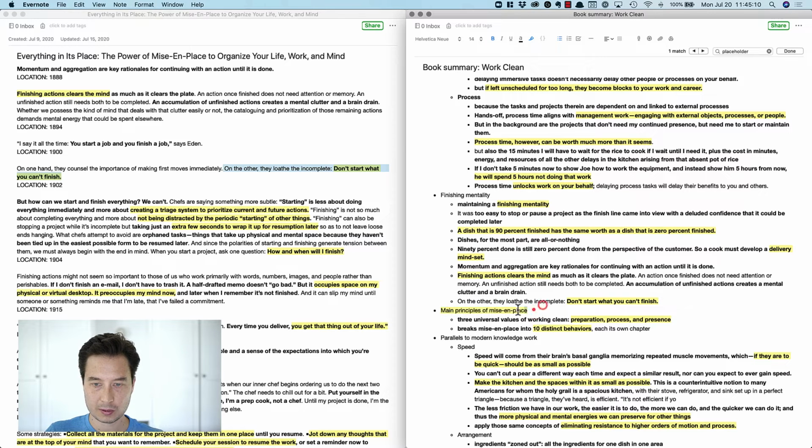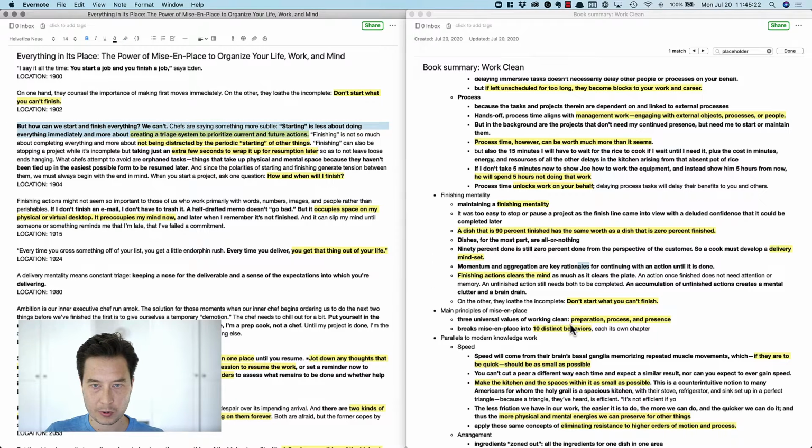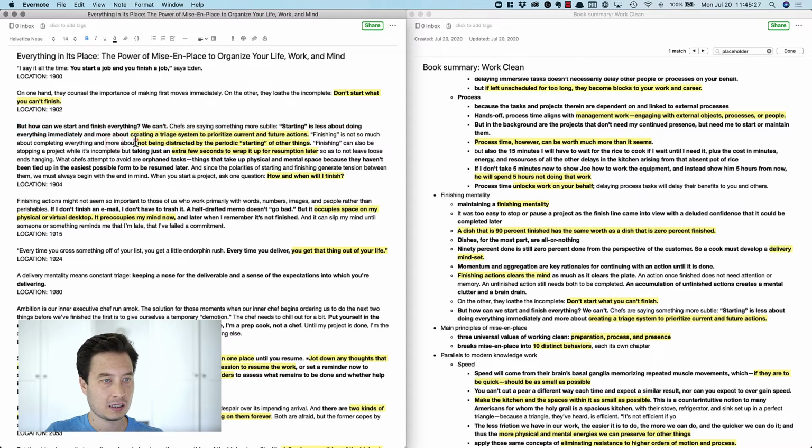Okay, sometimes the formatting gets weird. Okay. Now he's adding subtlety. He's adding sort of additional detail to the point of finishing. Definitely want to include that. Not being distracted by the periodic starting of other things.